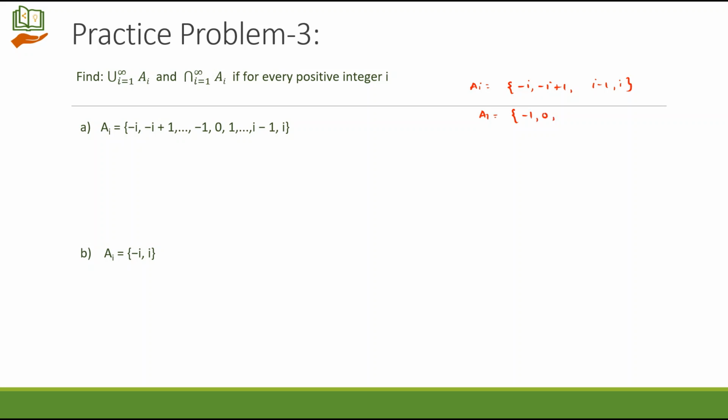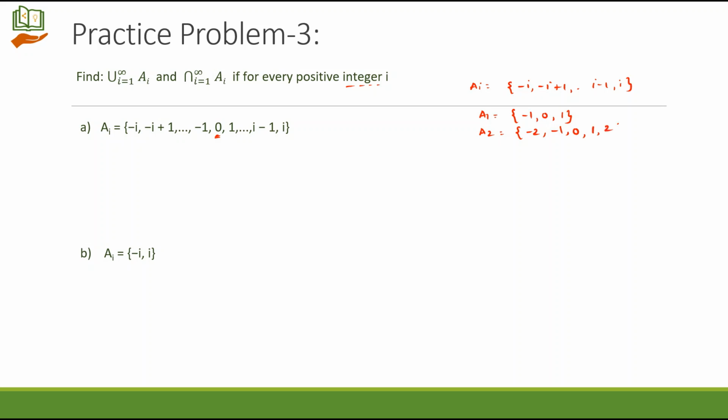1 minus 1 will again give 0, then you will have 1. So you have to not repeat the elements. That's why I mentioned 0 only one time. What about A2? Minus 2. Minus 2 plus 1 will give minus 1. You have 0, minus 1. So 2 minus 1 is 1.